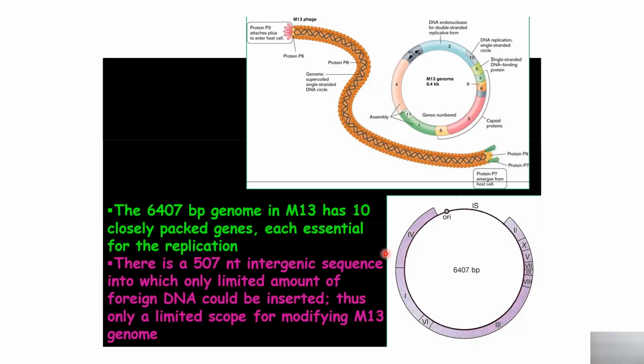So the 6.4 kb genome of M13 has 10 closely packed genes, each essential for replication. There is a 507 nucleotide intergenic sequence into which only a limited amount of foreign DNA could be inserted, and thus there is only limited scope for modifying the M13 genome.